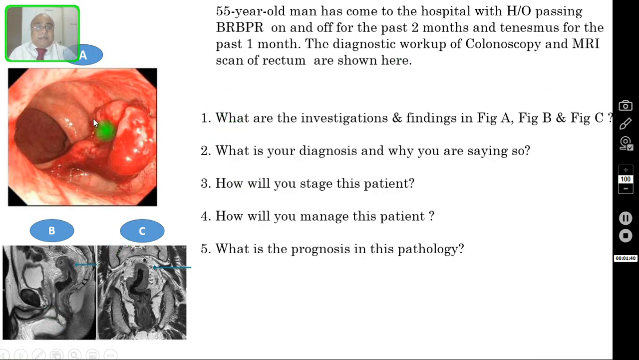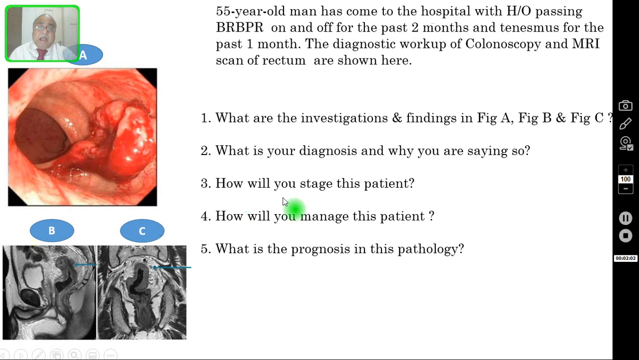So these are the two pictures. This is the colonoscopy and these are the MRI scan pictures. So question number 1, what are the investigations and findings in figure A, figure B and in figure C? Question number 2, what is your diagnosis and why are you saying so?